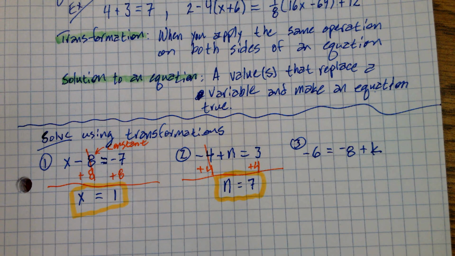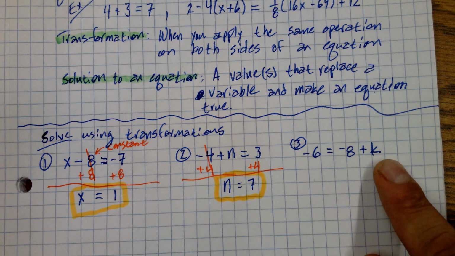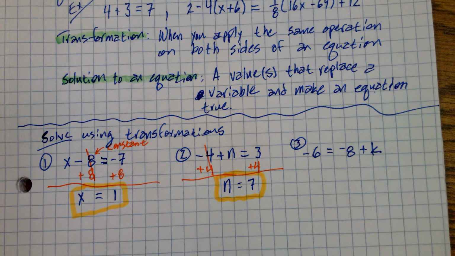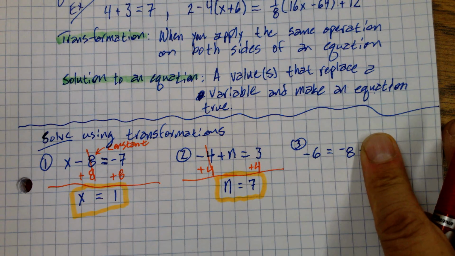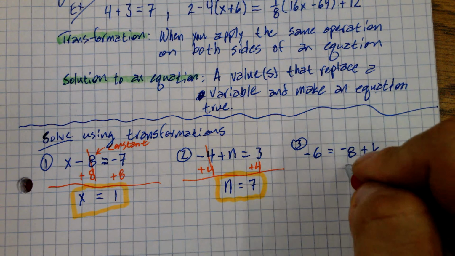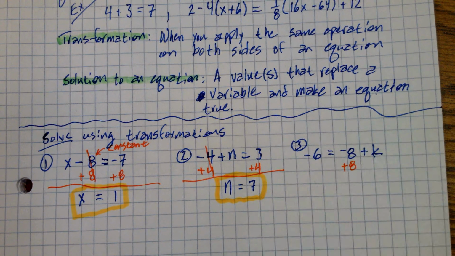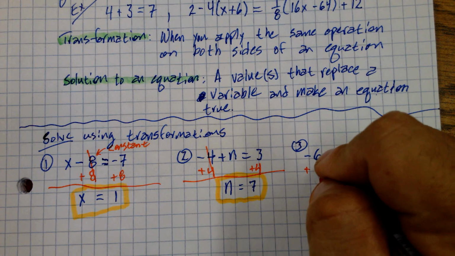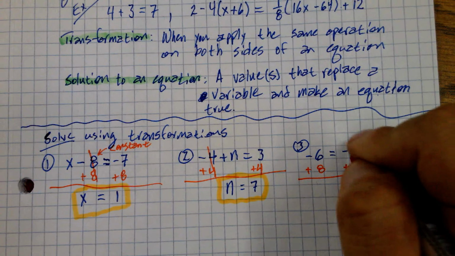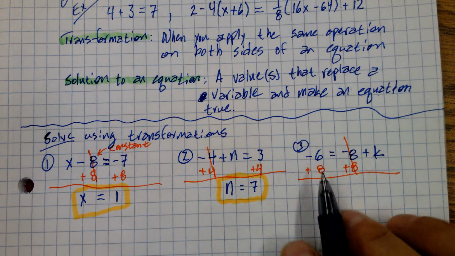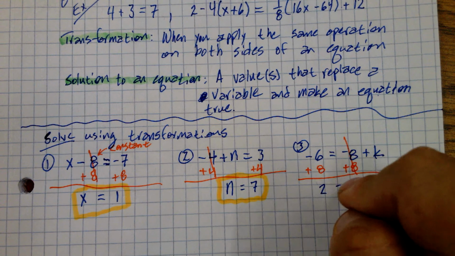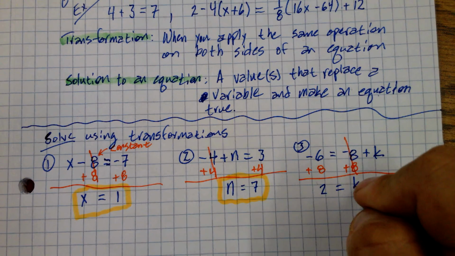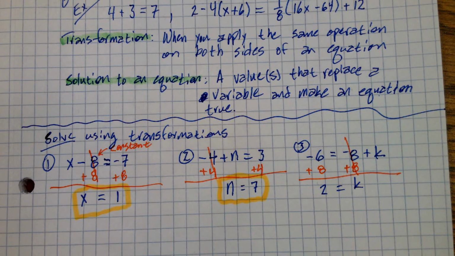What do we want to get rid of in number 3? The 8. It's on the same side as the variable. How do I get rid of it? Yeah. You want to get the opposite of that. So another plus 8 there and here. And I end up with negative 6 and 8, which makes, and then bring down the k.